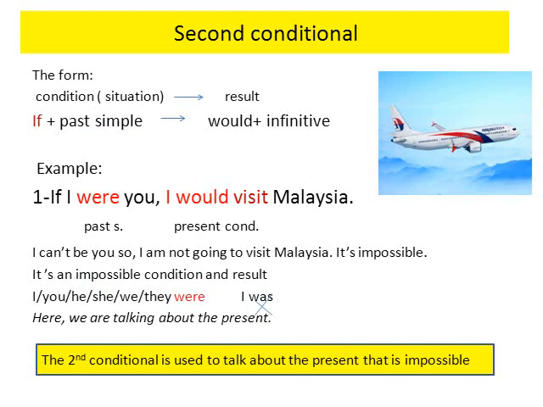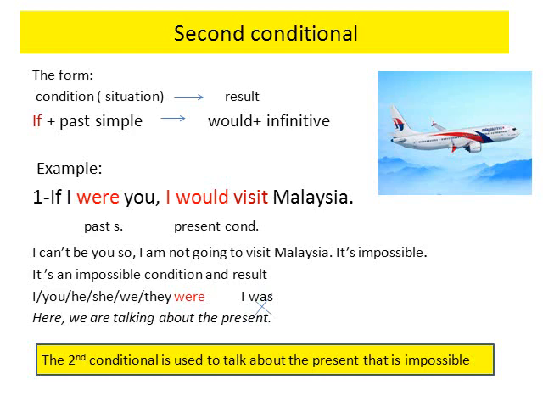The second conditional, the form. If plus the past simple in the if clause and would plus infinitive in the main clause. Example: if I were you, I would visit Malaysia. If were, past simple; would visit, present conditional. I am not you. I can't be you. So I am not going to visit Malaysia. It is an impossible condition and result.